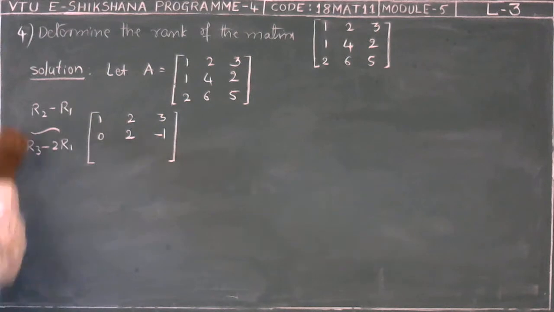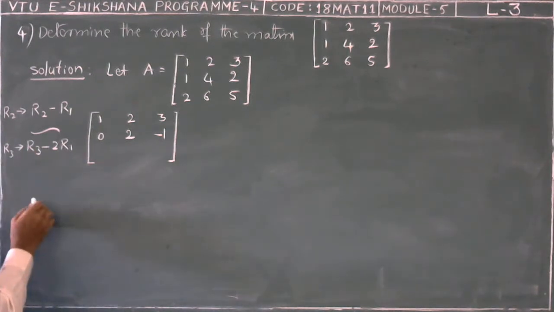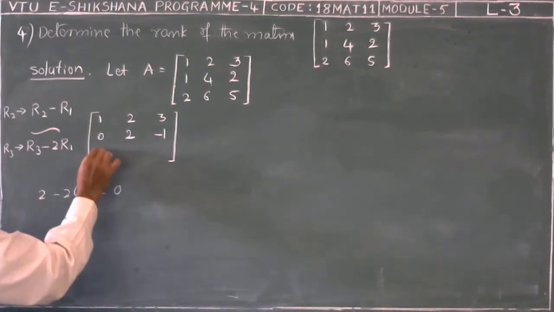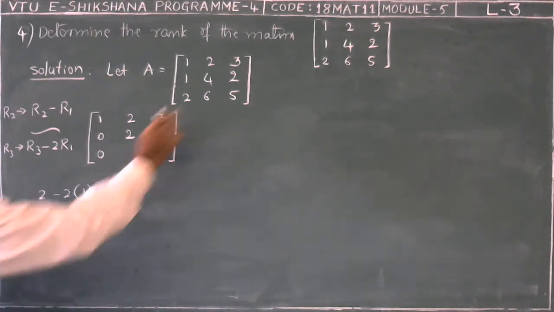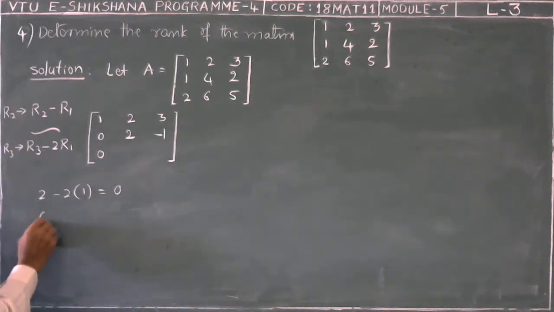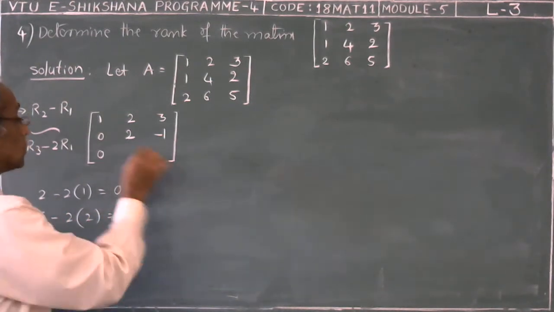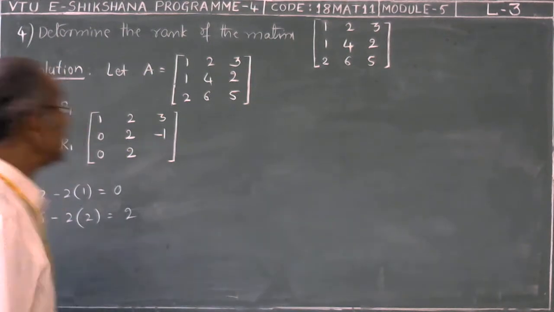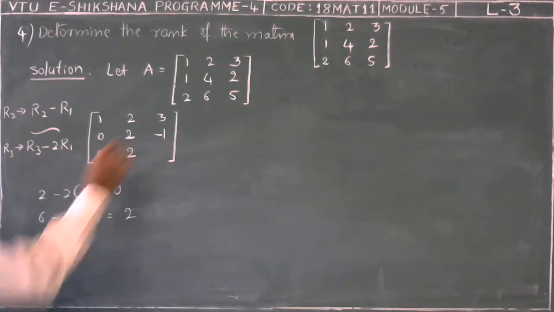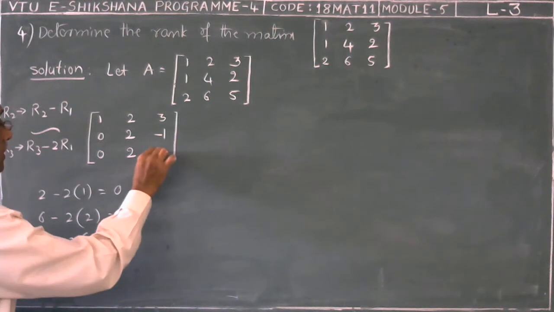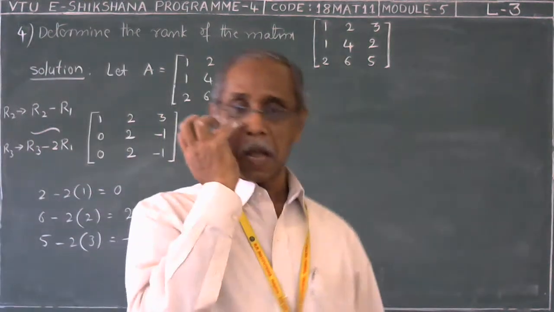Then I am multiplying R1 by 2 and then subtracting. So R2 is changed, and R3 will change with respect to this operation. Now for R3, R3 minus 2 times R1. So 2 minus 2 is 0. Then the next element is 6, 6 minus 2 times 2, that is 6 minus 4 is 2. So I get 2 here. Then the next element in R3, 5 minus 2 times 3, this is 5 minus 6 is minus 1.